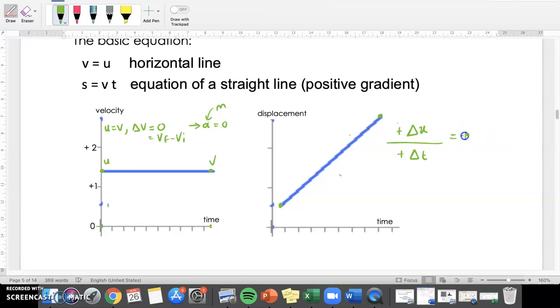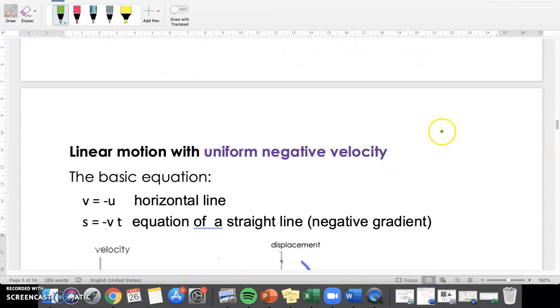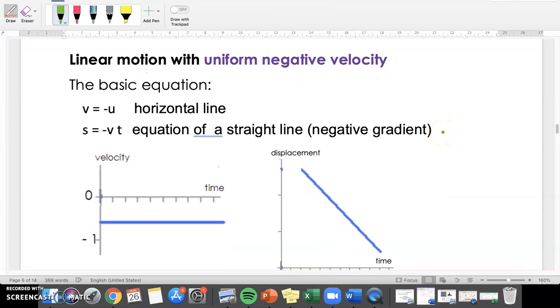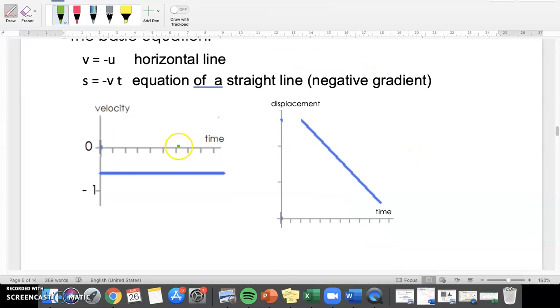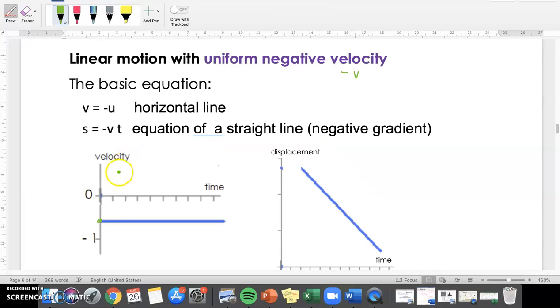Which gives us a positive v. So obviously you can calculate this if they have given you values. We're going to take a look at an example later. And then linear motion with uniform negative velocity. So negative velocity, how does it look like? This is u at a minus velocity, right?